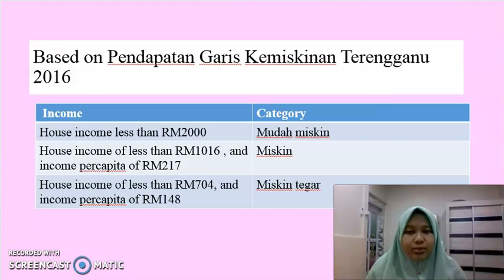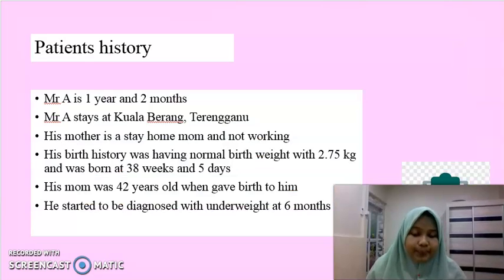This is based on Pendapatan Garis Kemiskinan Terengganu 2016, and this is for luar bandar only. As we see, his household income is less than 2,000, so he falls under the mudah miskin category.